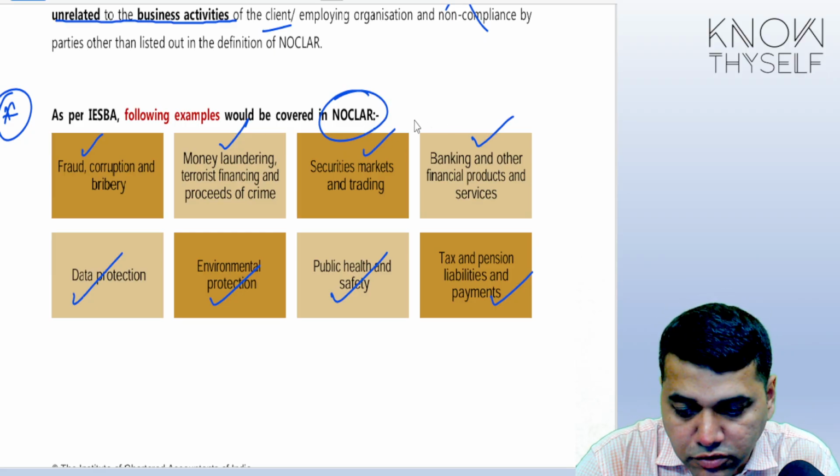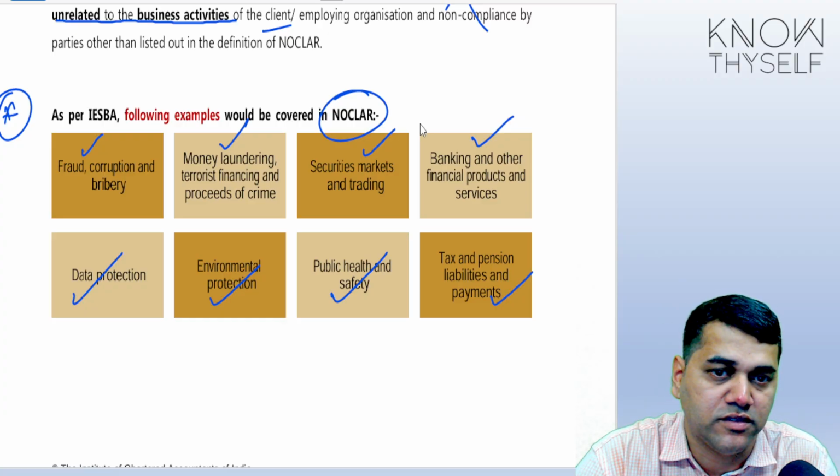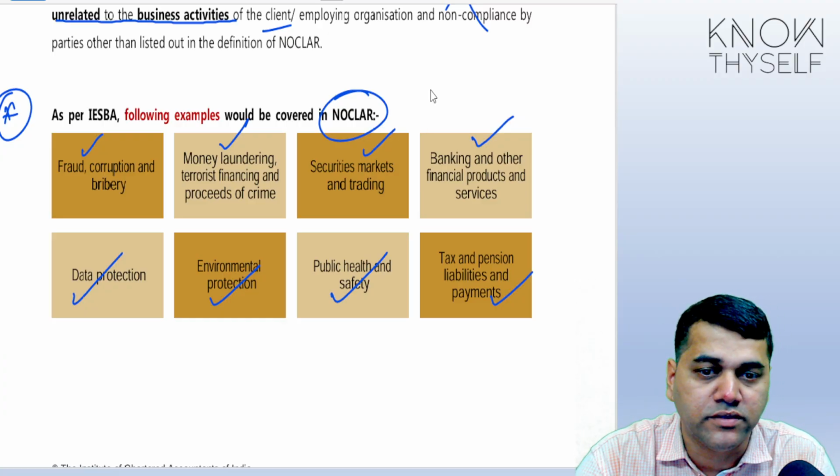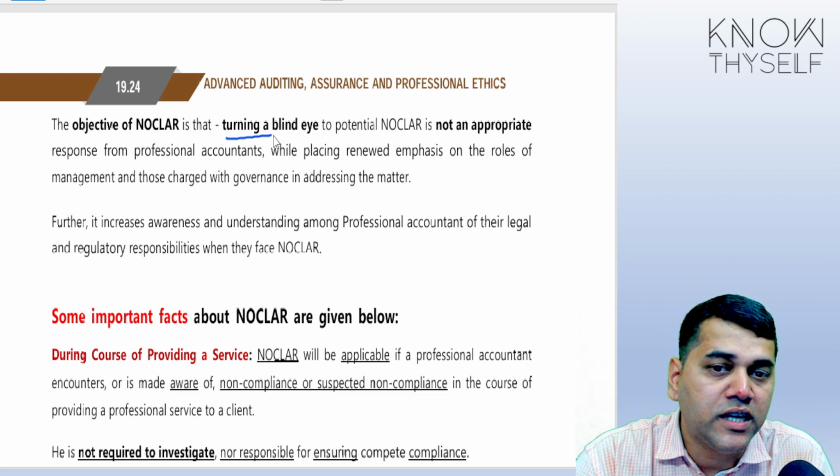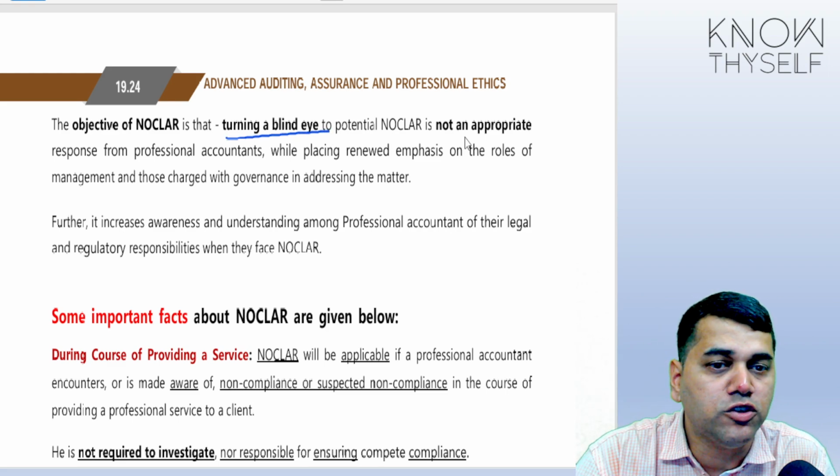If any professional accountant comes to know, he has to take a certain set of actions. This is what your NOCLAR responsibility says as per the Code of Ethics. Now, the objective is that turning a blind eye to potential NOCLAR is not appropriate.